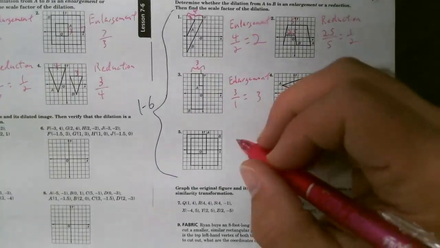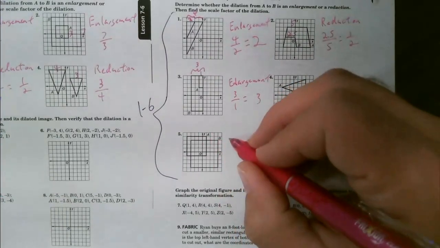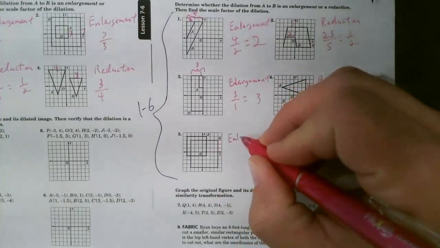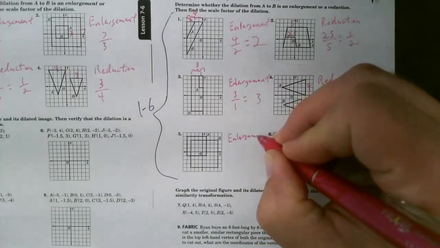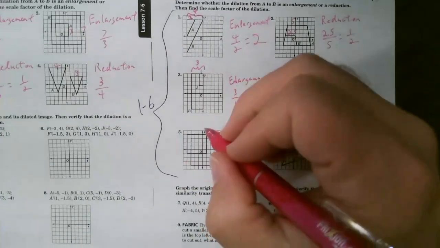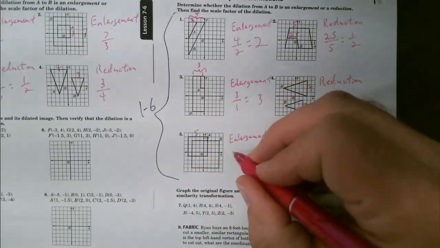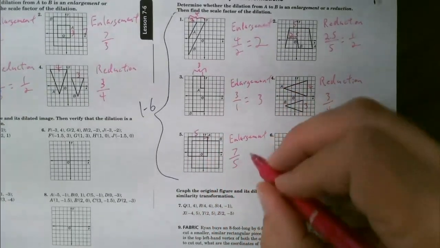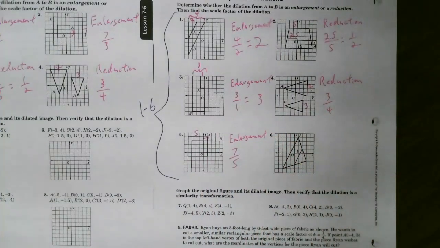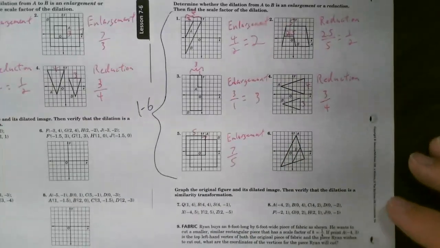Number 5, from A to B is getting bigger. So again, enlargement. The length of A on top is 5. The length of B on top is 7. Again, image over pre-image. 7/5 can't be reduced, so it stays like that.